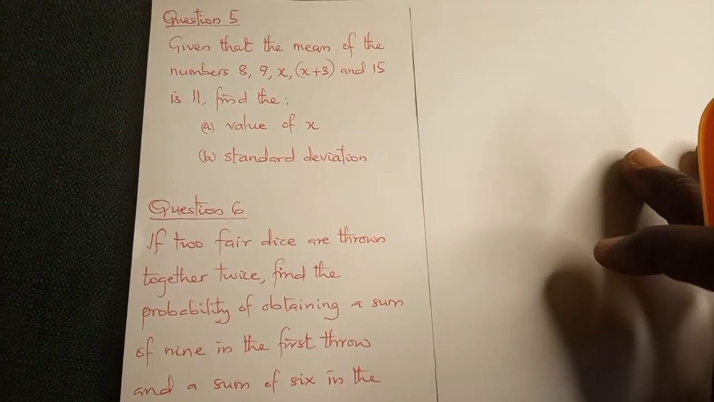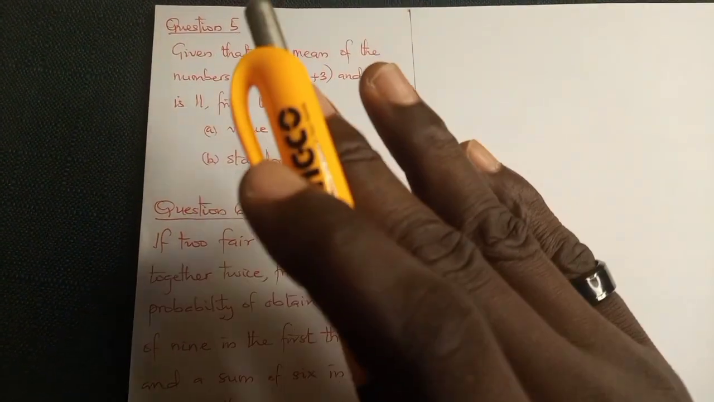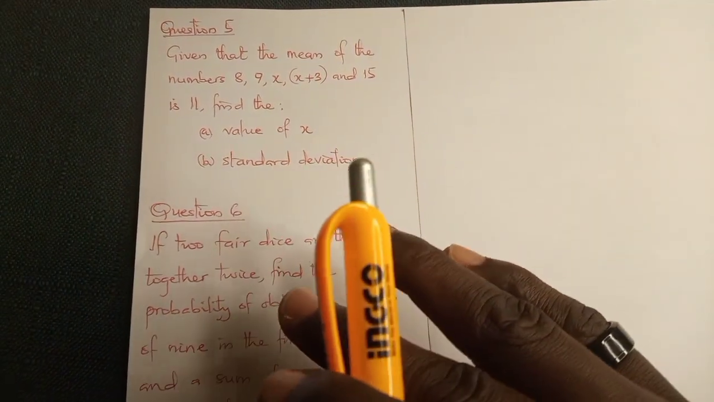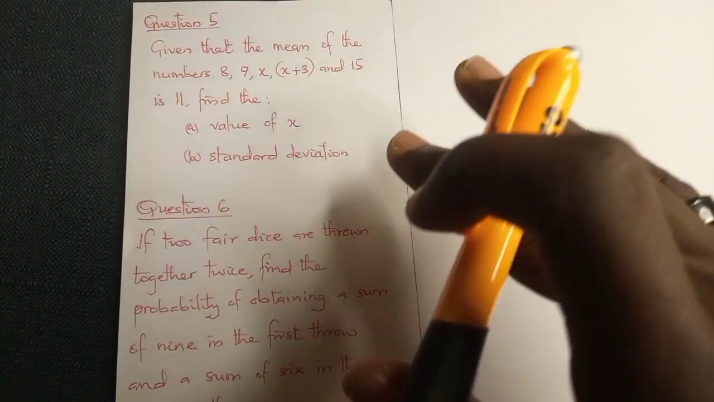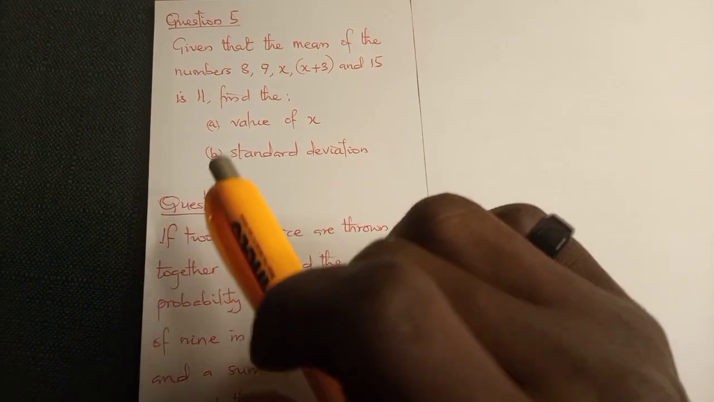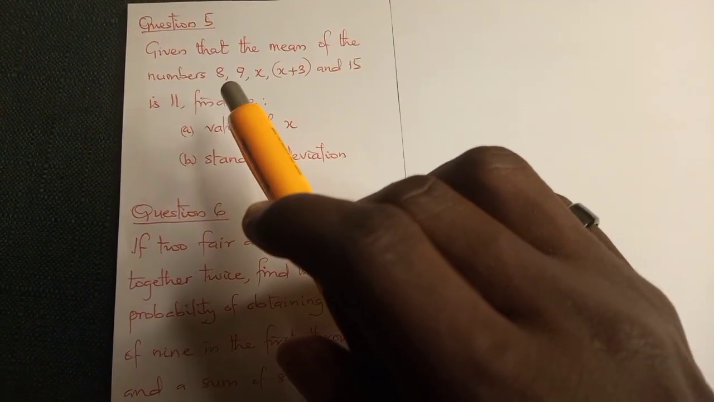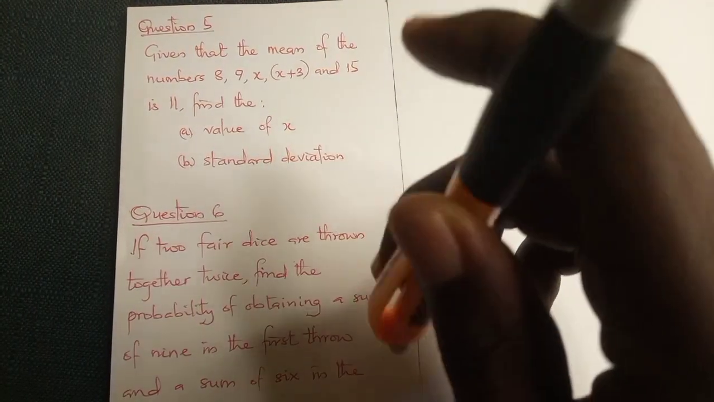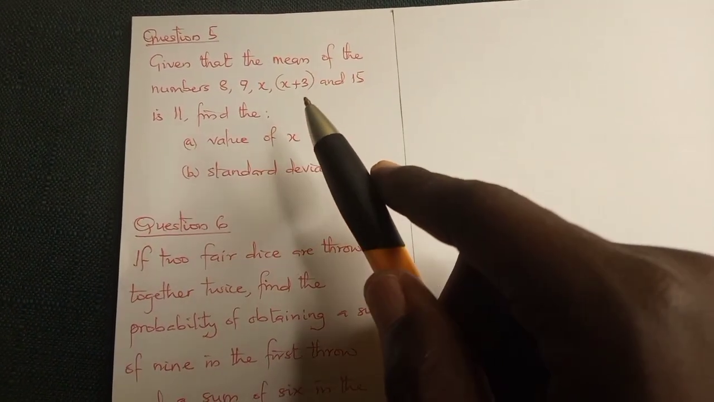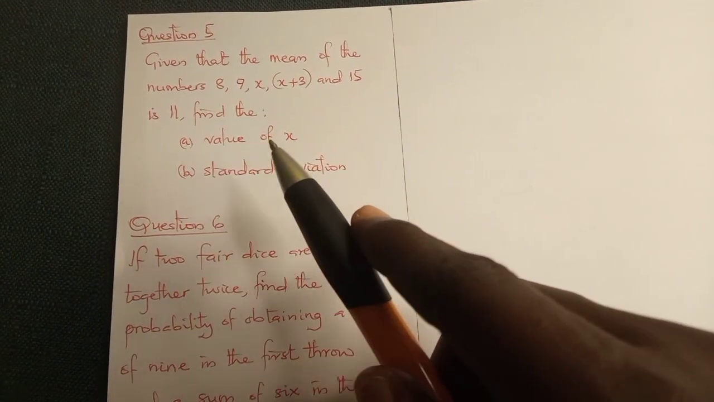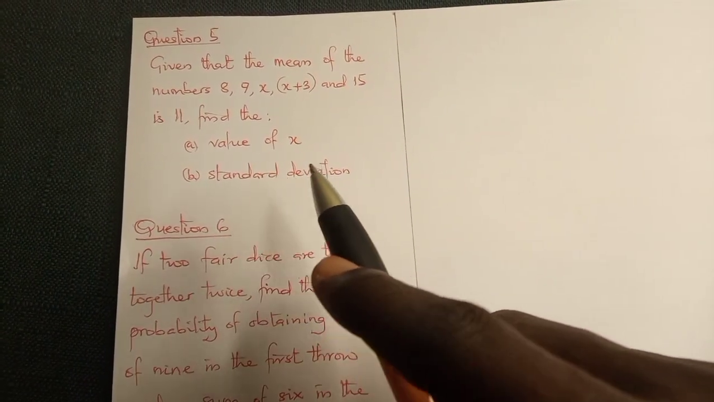Continuing with the questions, we have questions 5 and 6 combined here. We'll be looking at statistics and probability. For question 5, given that the mean of the numbers 8, 9, x plus 3, and 15 is 11, find the value of x and the standard deviation.